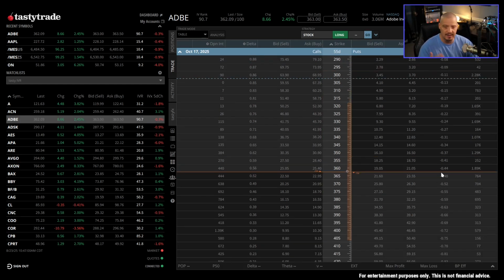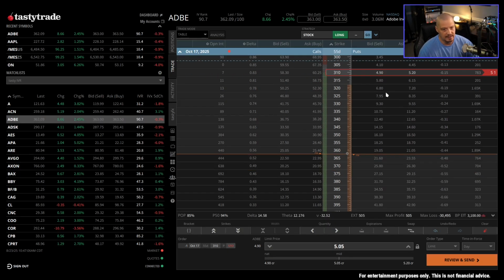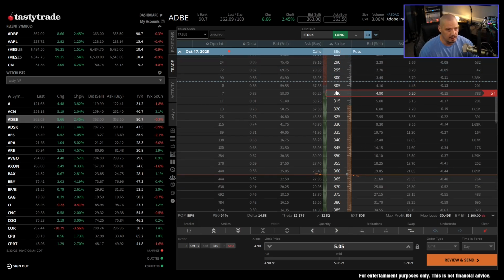For example, remember, an options contract represents 100 shares of the underlying. So if I go and sell this 15 Delta put in Adobe, should I get assigned, I would have to buy 100 shares at $310 a share. But if I don't get assigned, right now this short put only cost me $3,100 in buying power to place that trade today.